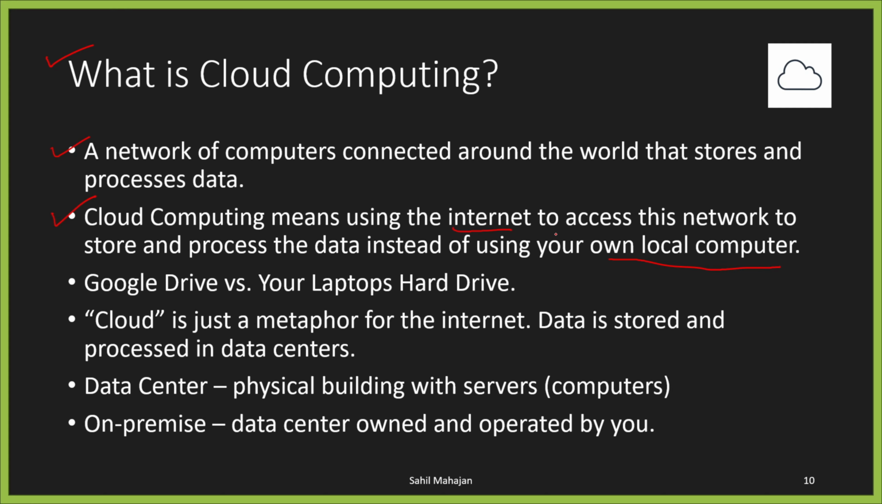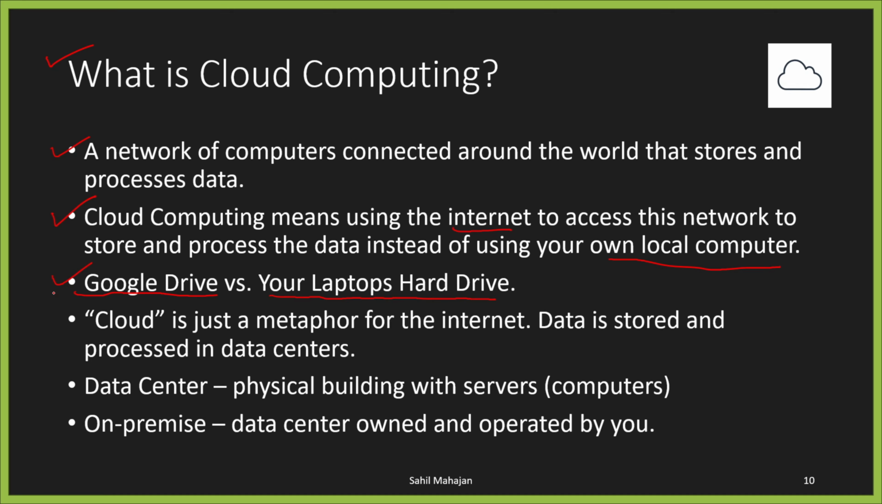A very simple example to think of cloud computing is Google Drive versus your laptop's hard drive. So you storing something on Google Drive is basically not the same as you storing a file on your hard drive. So over here, Google Drive is basically called cloud computing, and your laptop is basically called on-prem, that is, your own laptop. So this was a really straightforward example. How can you differentiate between cloud computing and on-prem?